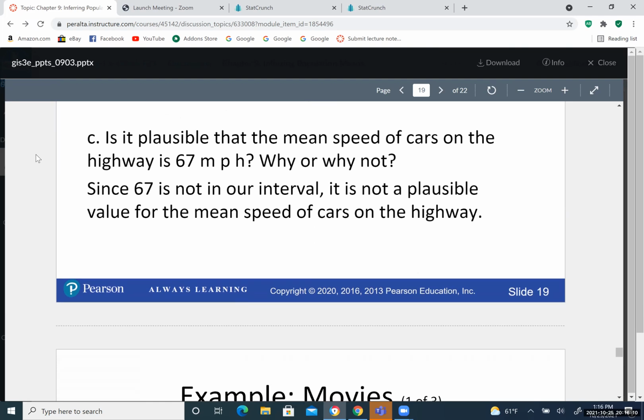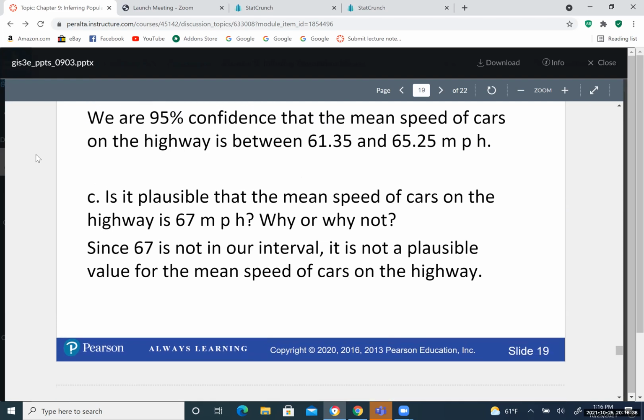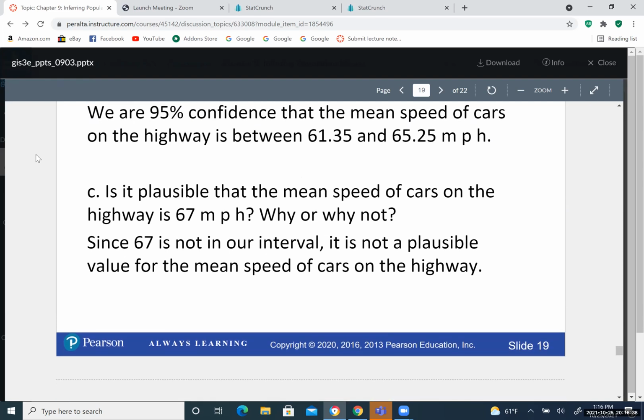Question C: is it plausible that the mean speed of the cars on the highway is 67, and why or why not? Based on part B, you look at the value 67. Is it in that interval? Looks like no, it's out of the range. It's bigger than 65 on the right side. So it's not plausible, it's not believable in our interval.